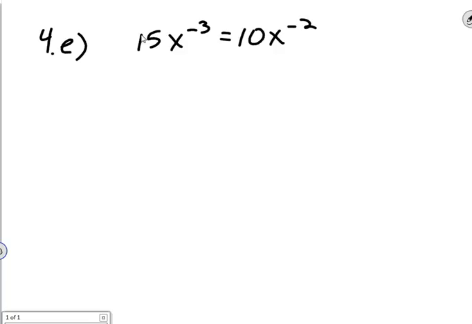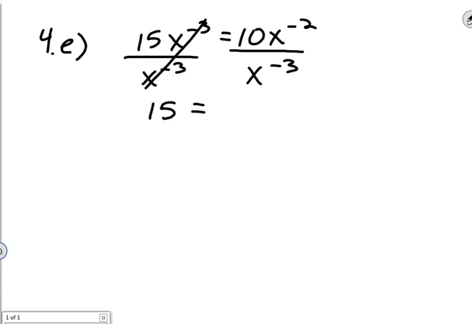We can't get them together and combine them. So what we do is we divide both sides of this equation either by the x to the negative 3 or the x to the negative 2. And it doesn't matter which one, because no matter which one you do, it's going to work out. So let's just divide by x to the negative 3, and I'll show you how it works out. So of course, those will cancel, leaving us with 15 equals.